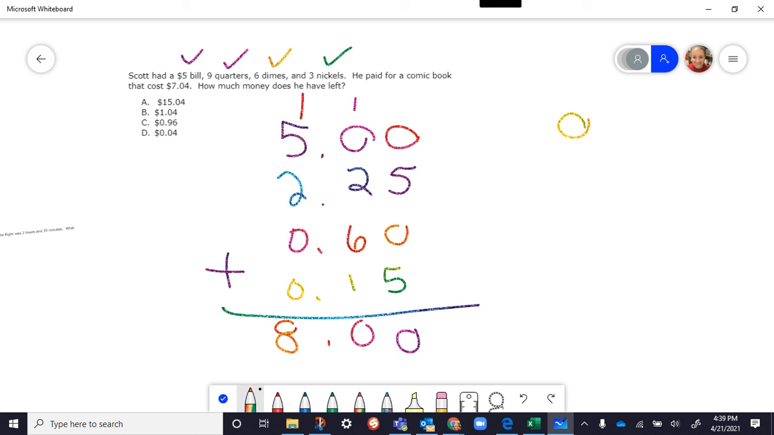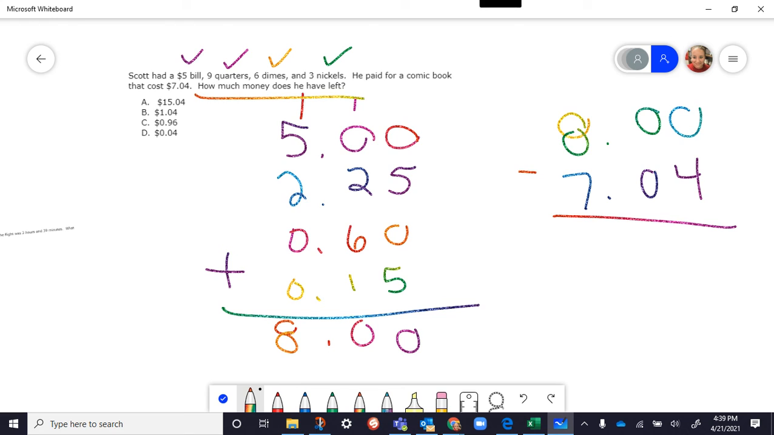He has $8 and he is buying a comic book that costs $7.04. And we want to know how much money does he have left? Meaning he walks into the store with his $8. He says, I'd like to buy this comic book. The cashier says, okay, that'll be $7.04. He hands her $8. She says, "Thank you very much." Then they subtract it, and whatever's left over, he paid extra, so he's going to get some money back.